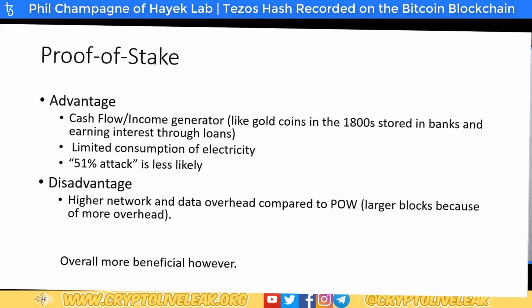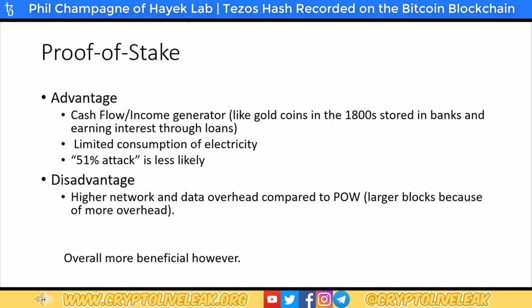The other point, which is the elephant in the room, is obviously the huge consumption of electricity for proof of work. And so that's the major difference. Proof of stake, on the other side, is a cash flow income generator, and the best equivalent that I have is the gold coins that you had in the 1800s, deposited in the banks, and you earn interest through loans. Why I mentioned the gold coins in the 1800s is that today with the inflation rate, which is not 2%, it's really more like 5 to 6%, in some countries even worse.